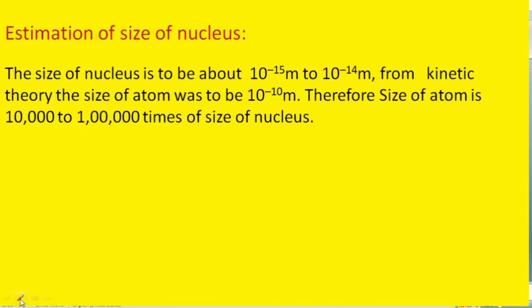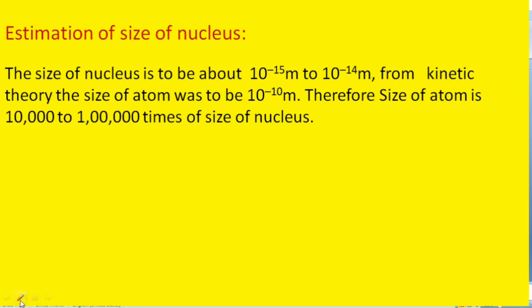From the Rutherford atomic model, they estimated the size of the nucleus. You see here, the size of the nucleus is about 10 to the power of minus 15 meters to 10 to the power of minus 14 meters. And from kinetic theory, the size of atom is 10 to the power of minus 10 meters. Therefore, the size of atom is 10,000 to 1 lakh times the size of nucleus.